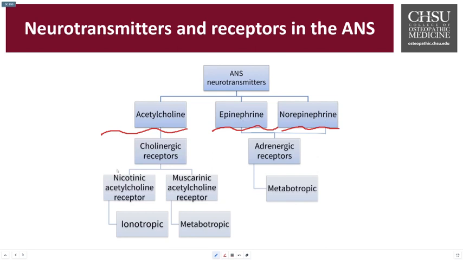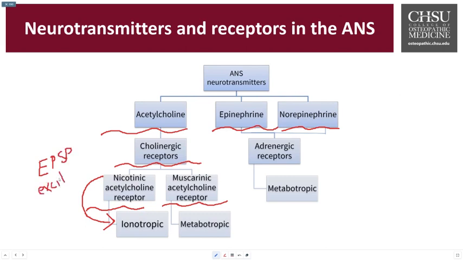The receptors that bind acetylcholine are called cholinergic, and there are two classes: nicotinic and muscarinic. Nicotinic receptors are considered ionotropic, which means that when acetylcholine binds to this receptor, it opens an ion channel and begins the production of a signal called EPSP. EPSP stands for excitatory signal, which is very much like a light switch: when you turn on the switch, power goes to the light.